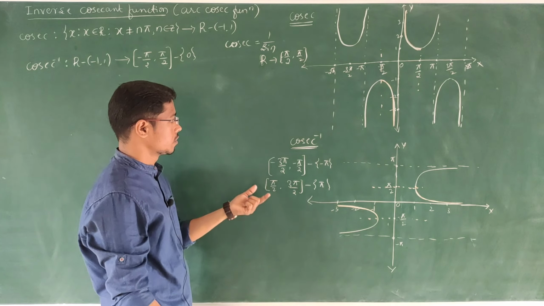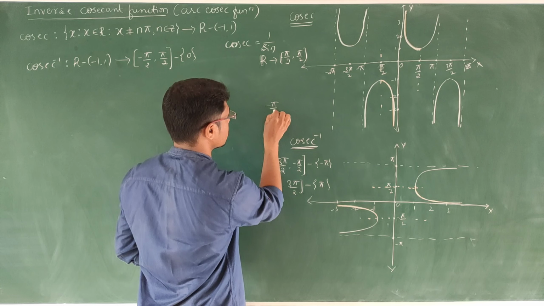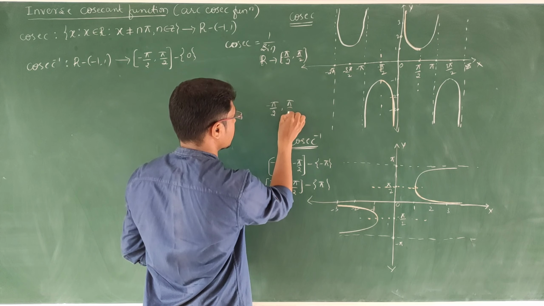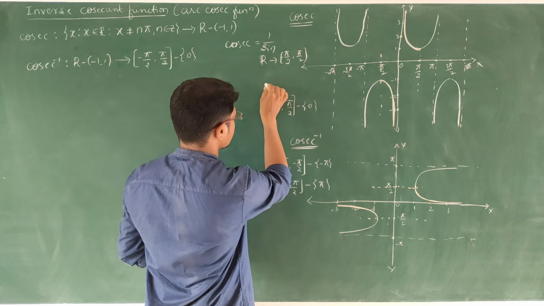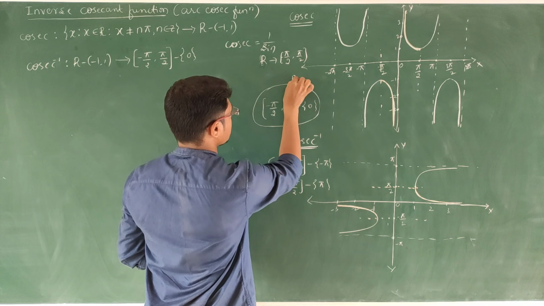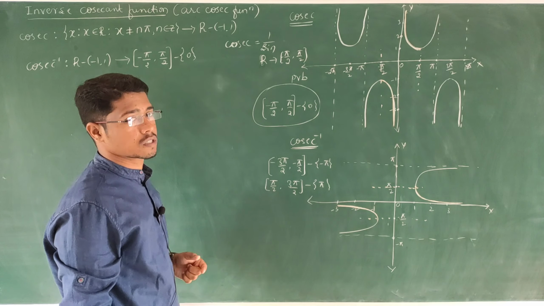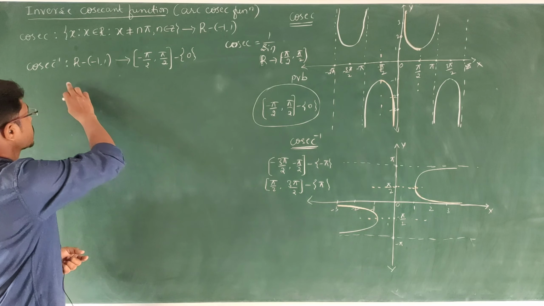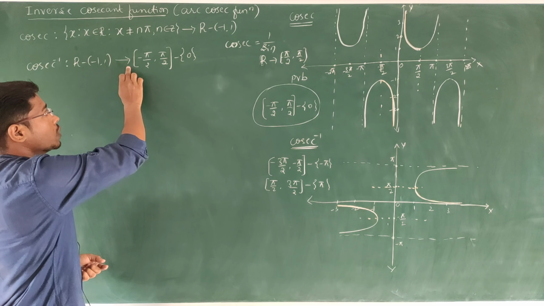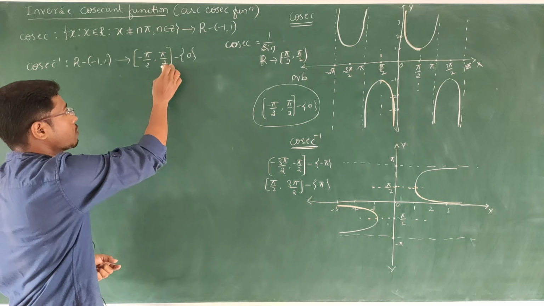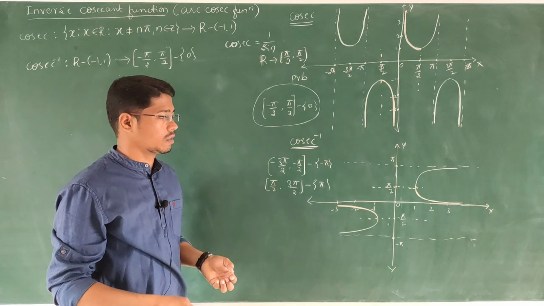So here, minus pi by 2 comma pi by 2 minus 0 is called the principal value branch of cosec inverse, the PVB of the cosec inverse function. So cosec inverse is defined from R minus (-1, 1) to minus pi by 2 comma pi by 2 minus 0. So this is the cosec inverse function.